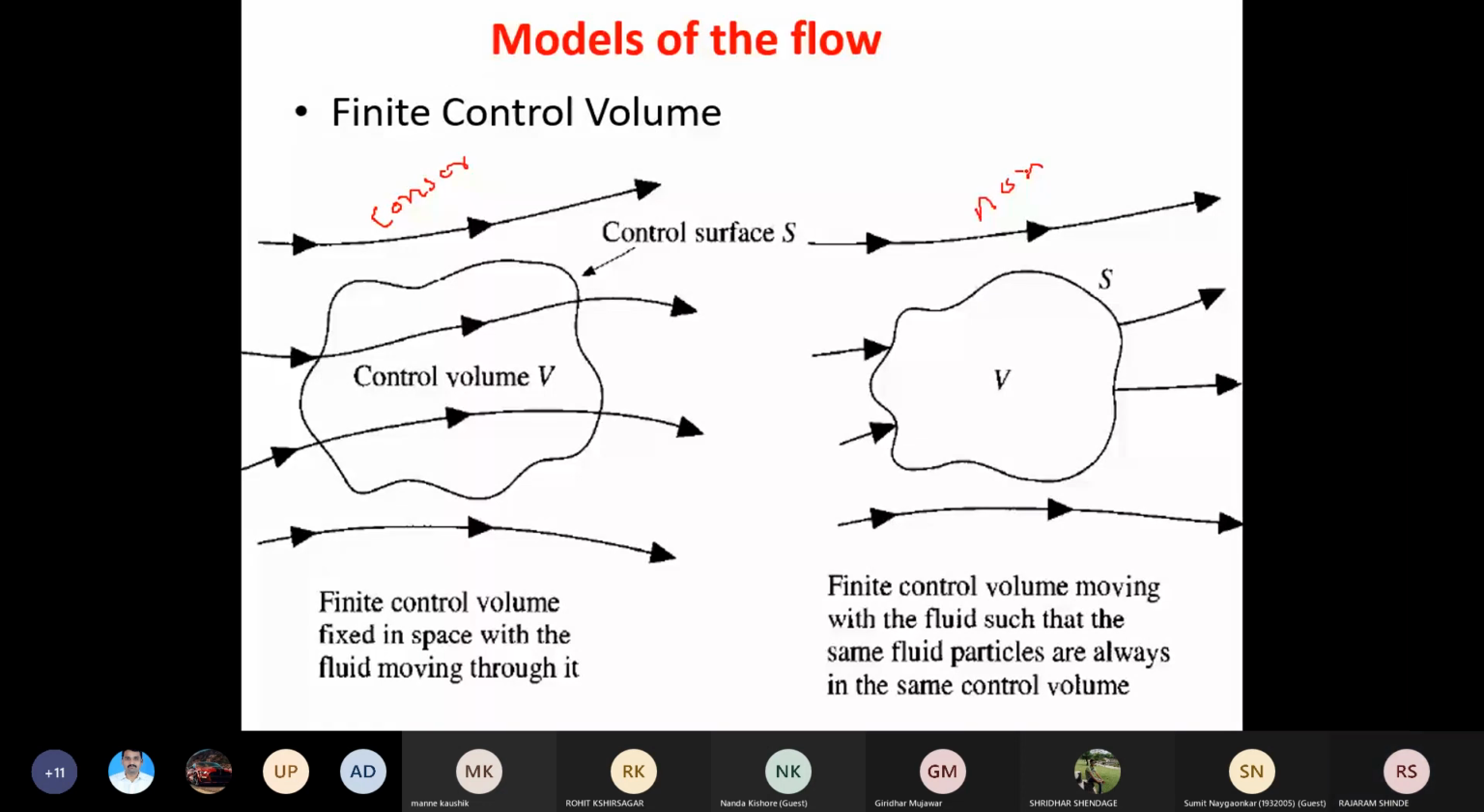One more thing I want to tell you here. Here we have to concentrate on the whole flow field. Here we have to concentrate on the flow field inside this control volume. Now here the volume is not constant, the volume is changing, but we have fixed the fluid inside this control volume, so its mass is constant. You have to remember this.